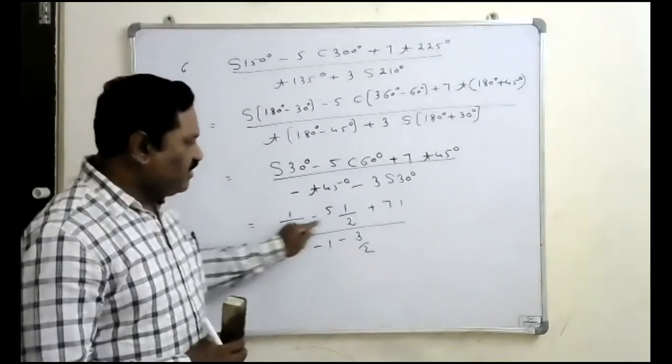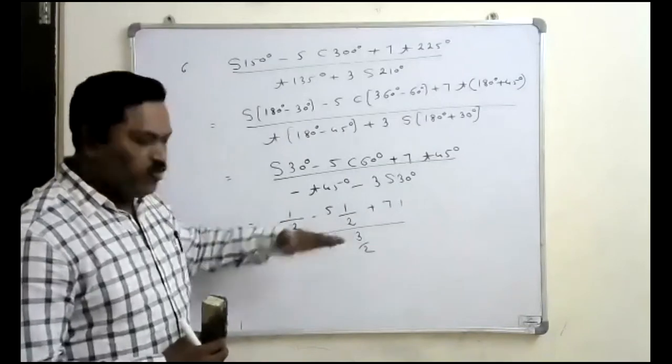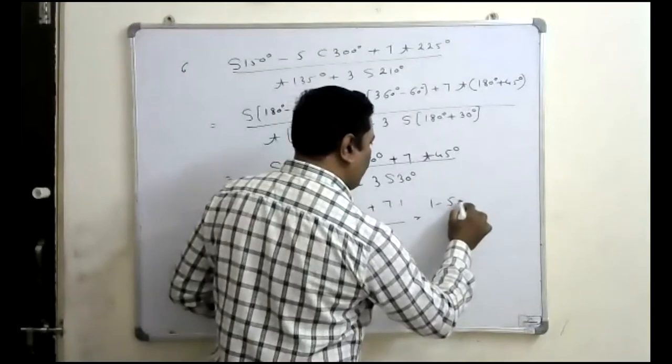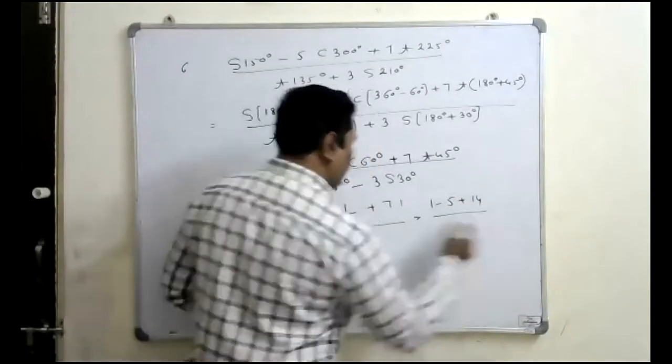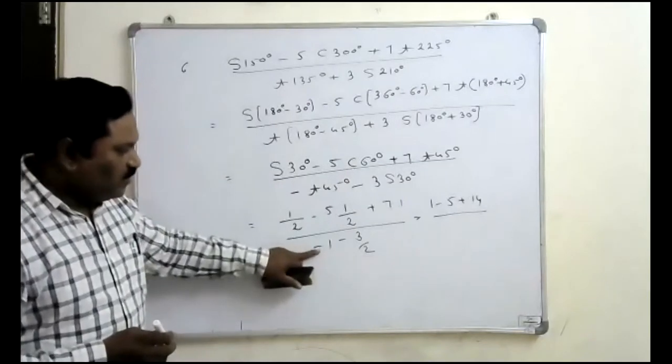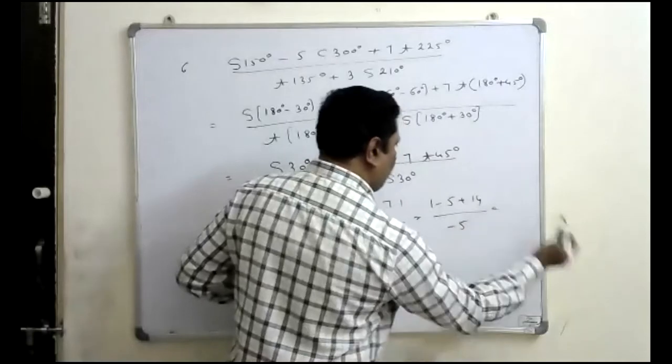Now the LCM in the numerator is 2. In the denominator also the LCM is 2. 2 gets cancelled. Then if you take the LCM in the numerator, we get 1 minus 5 plus 7 twos are 14. 7 into 2 upon, in the denominator, the 2 comes to here, minus 2, minus 3, you're getting minus 5. Therefore, what is the answer?